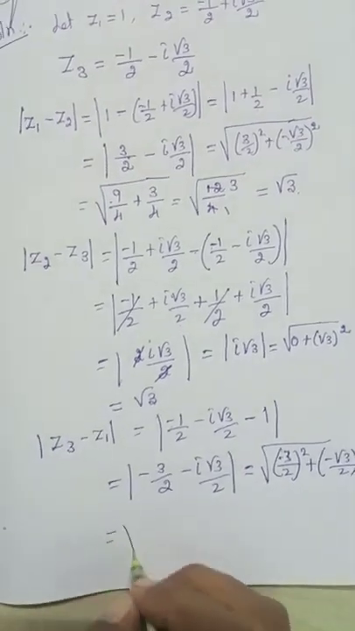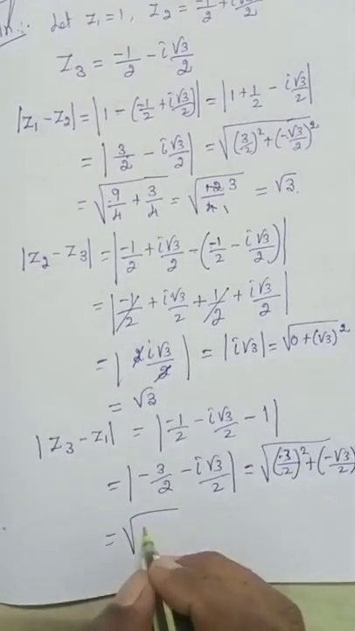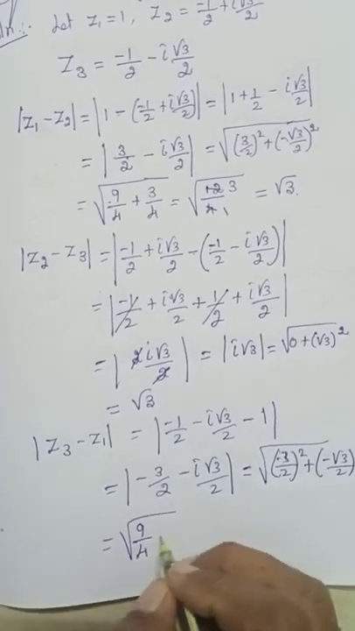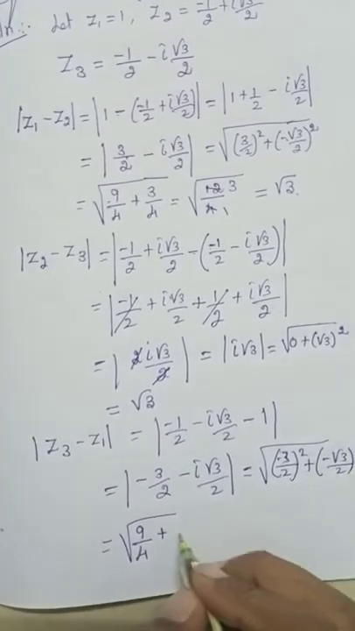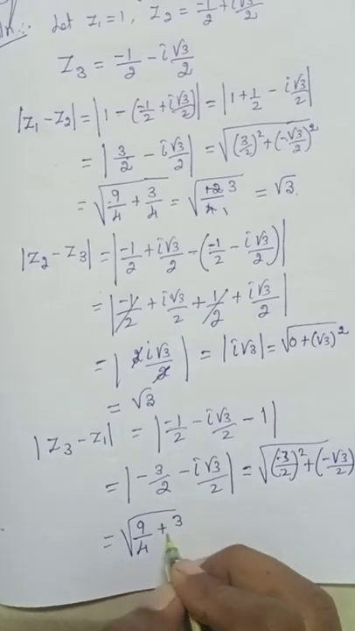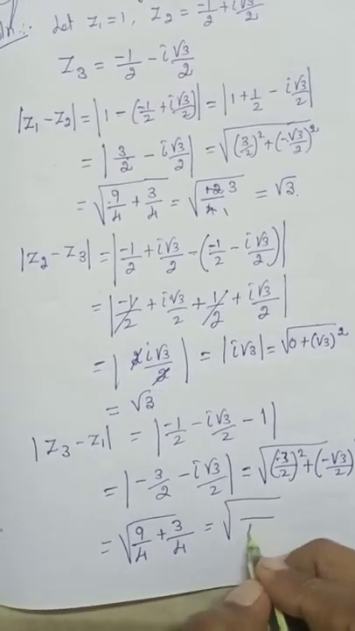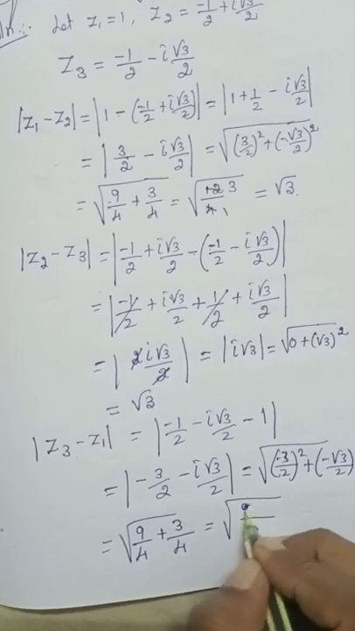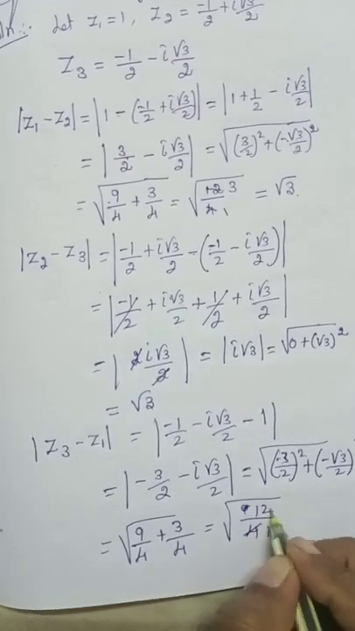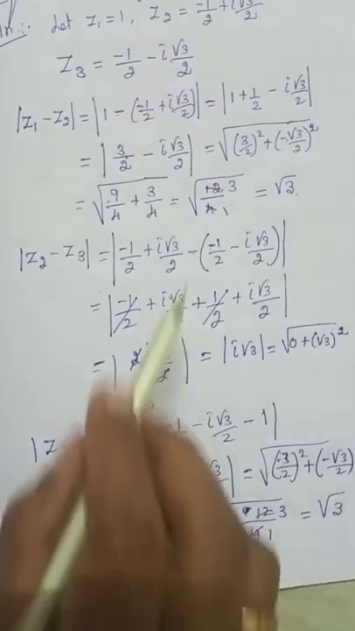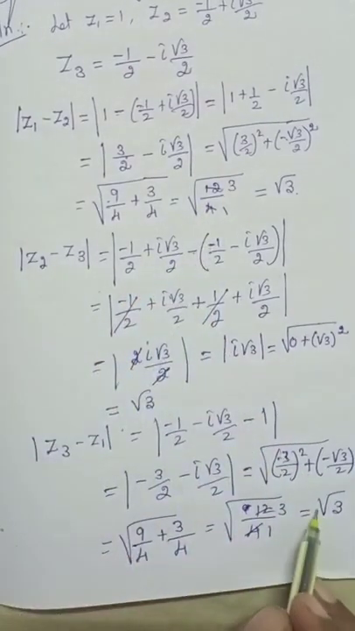So that is root of minus 3 the whole square is 9 and 2 square is 4, plus minus root 3 the whole square is 3 and 2 square is 4. Now take LCM, it is 4, 9 plus 3 that is 12. We can divide, isn't it? So root 3. See, all the three values are root 3.